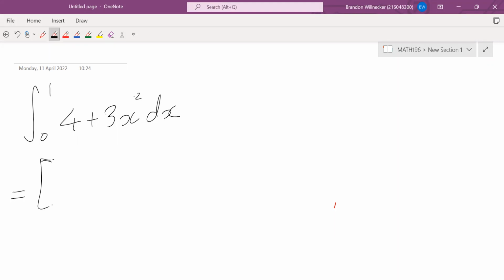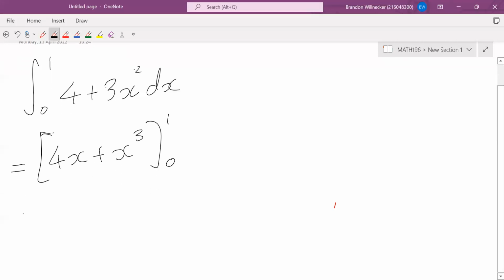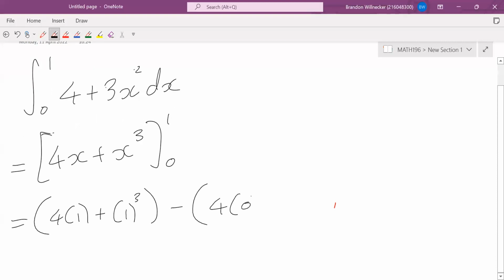Right away, we can find the antiderivative. The antiderivative of 4 is 4x. For the antiderivative of 3x squared, remember you add 1 to the exponent to make it 3, divide by 3, so that's going to be a 1. So we just have plus x cubed. We need to evaluate this from 0 to 1. So we get 4 times 1 plus 1 cubed minus, now if we substitute 0, we're just going to get 0, but let's just check. So we get 4 times 0 plus 0 cubed.